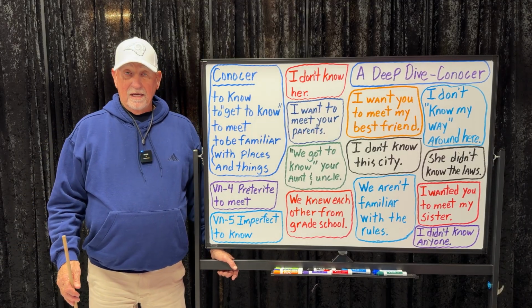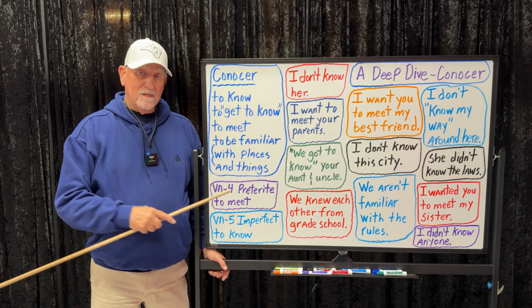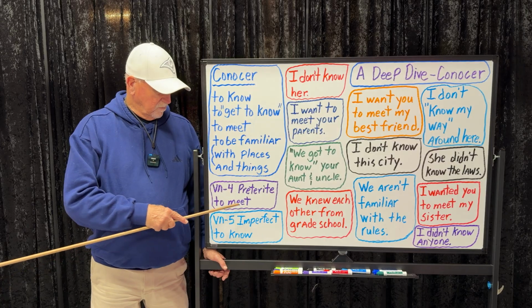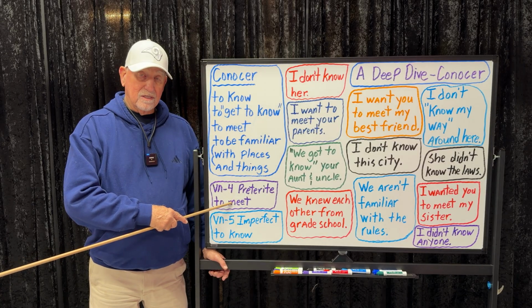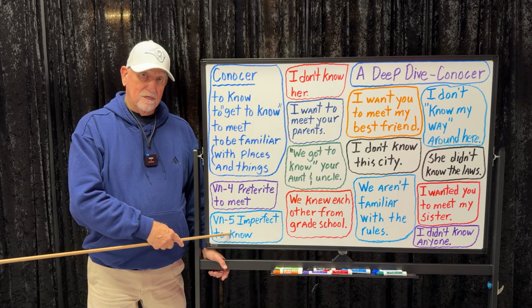They knew me. Ellos me conocían. But if you want to say I met them, it would be los conocí. So the preterite of conocer is to meet someone in the past. The imperfect of conocer, conocía, is to know someone in the past.